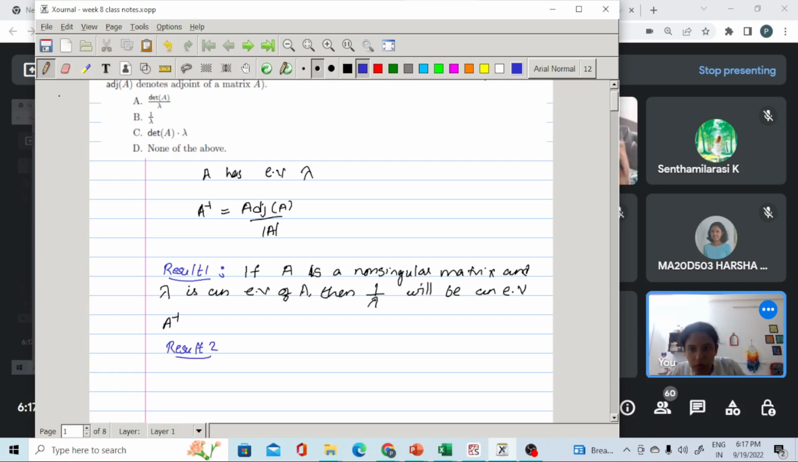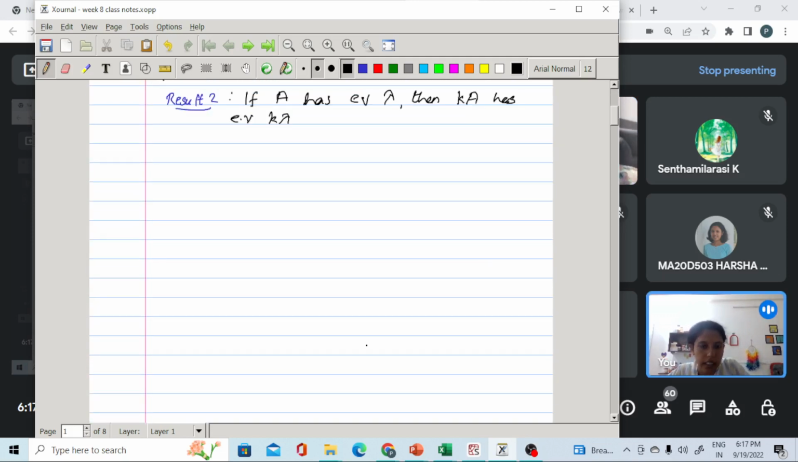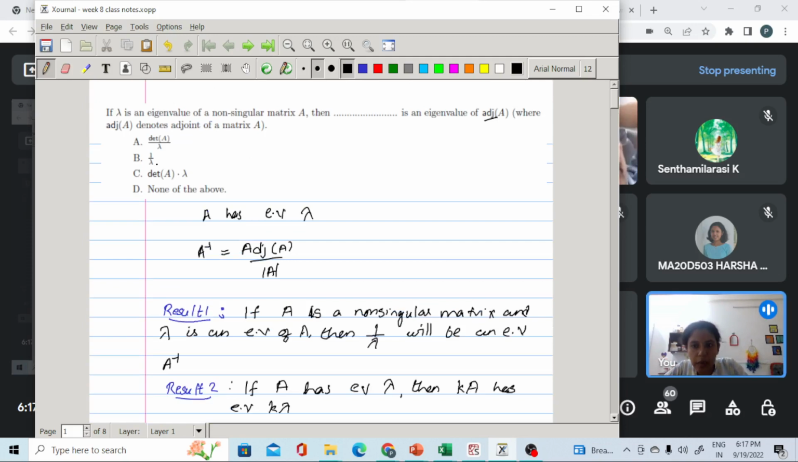Result 2: if A has eigenvalue lambda, then kA, where k is any scalar, is again a matrix, and this matrix kA has eigenvalue k lambda. Is this okay? Any doubt in this result, or do you want the proof? Okay. So, using these two results, we will solve this problem.